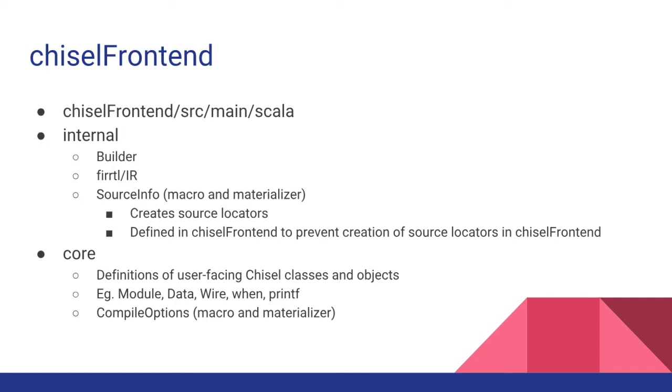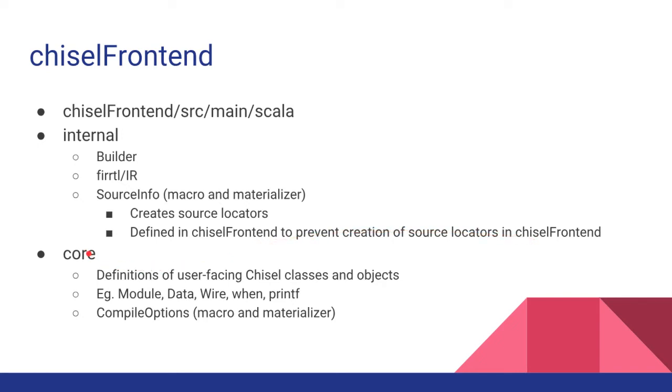So the source info creates your source locators. And we defined it in Chisel frontend instead of in core macros because of this. We want it to prevent creation of source locators in Chisel frontend. If we did this differently, you might accidentally end up with source locators that are the Chisel source code itself, and that is not what you want. You don't want something to say bits.scala as the source locator when really it's mycoolproject.scala. So that's why it's defined there.